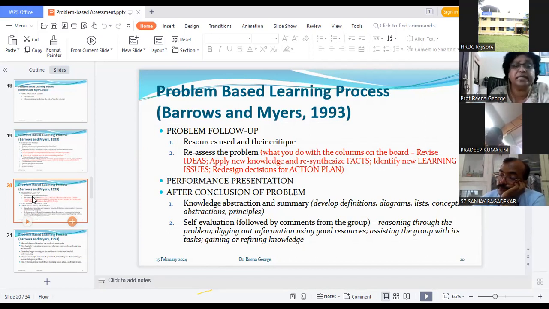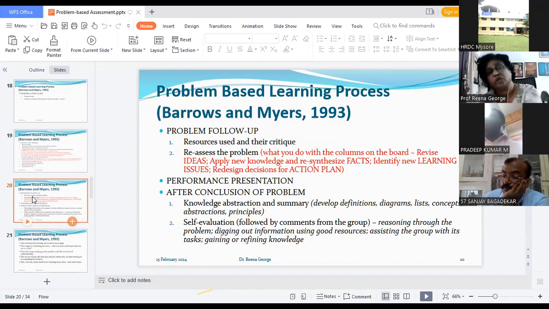Then the second one is reassess the problem. Whatever you have written in the 4 columns on the board will have to be reassessed in the context of solving the problem. Now you are looking at the 4 columns from a different perspective, whether it is suitable for solving the problem. And the next stage is performance presentation.